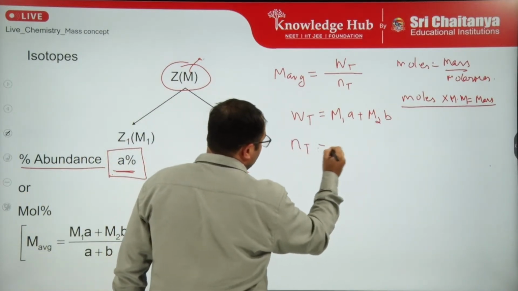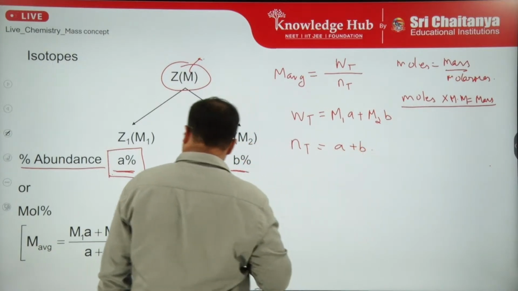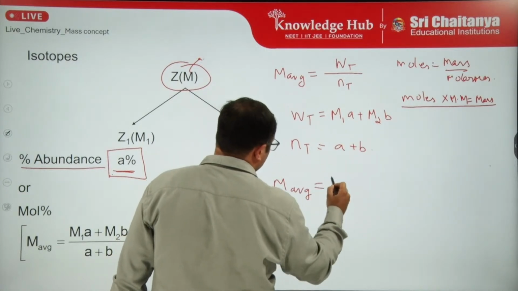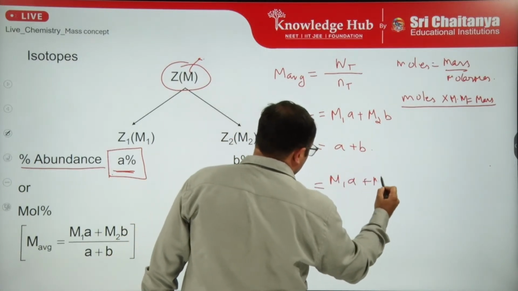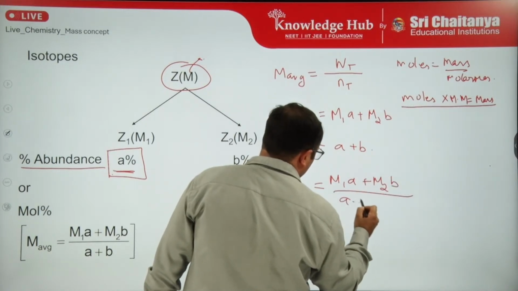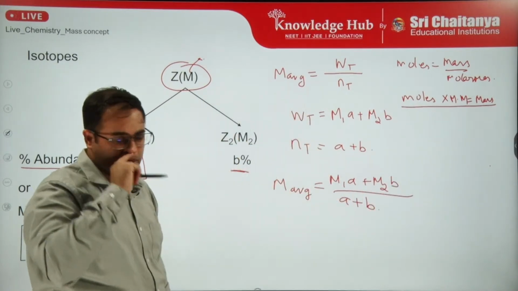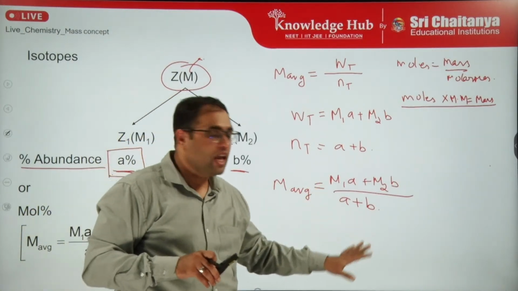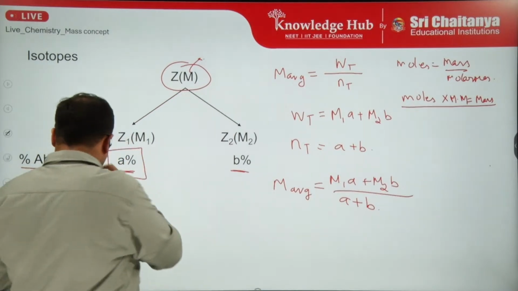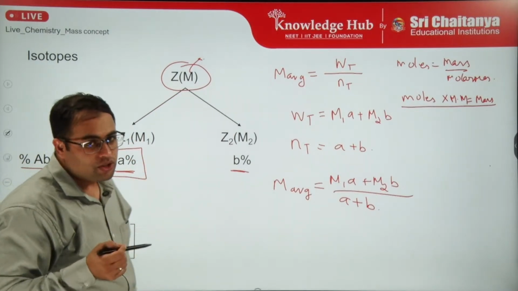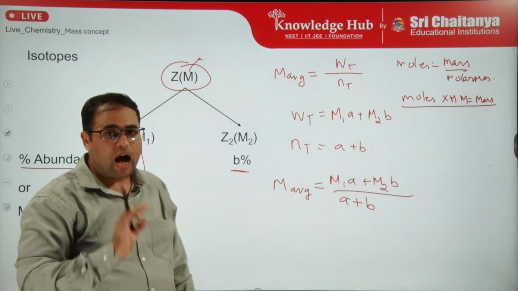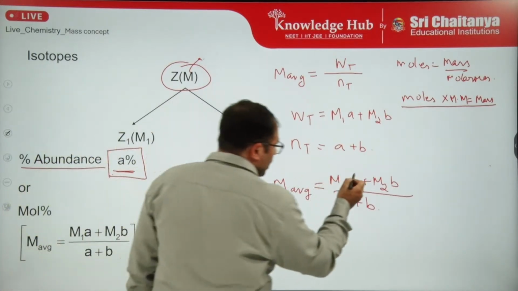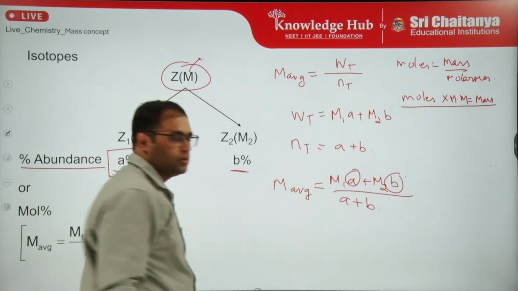So N total will be A plus B. And the formula for your M average will be (M1A plus M2B) by (A plus B), right? This is your formula, always remember this, and this is the formula that will help you in solving questions. Now this can be your mole percentage or it can also be your mass percentage, does not matter, all of it works. Remember here I am substituting the percentage values, right?